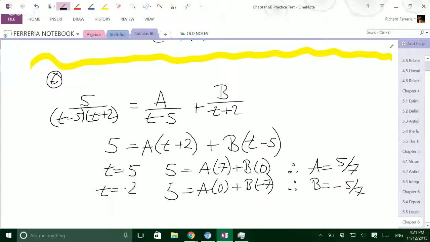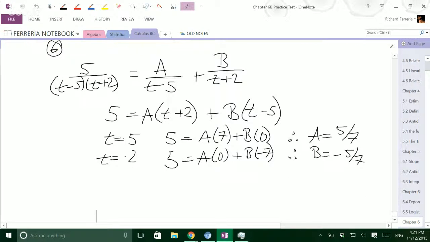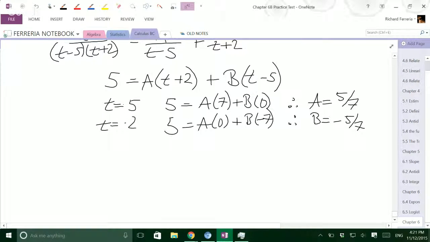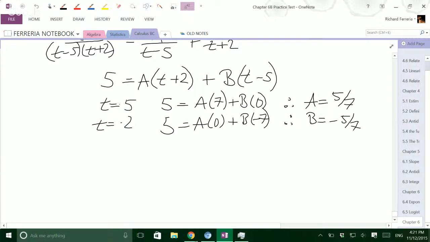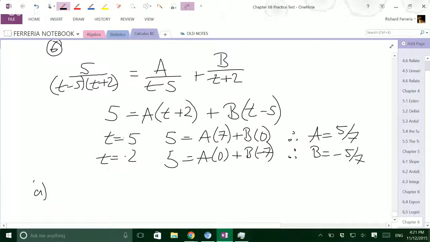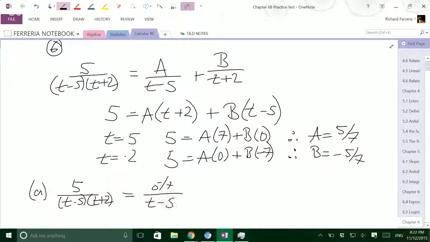Part A is just a partial fraction decomposition. The partial fraction decomposition is 5 over t minus 5, t plus 2, equals 5/7 over t minus 5 minus 5/7 over t plus 2.